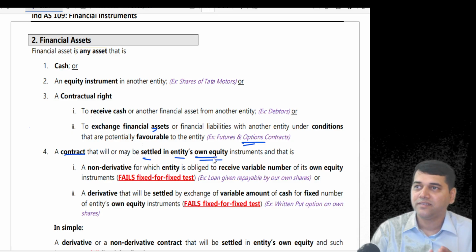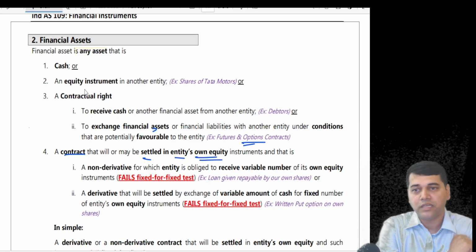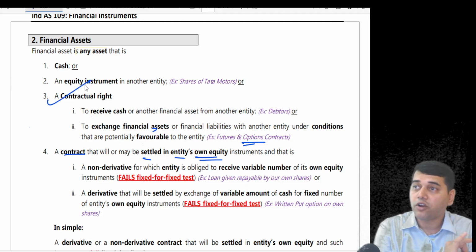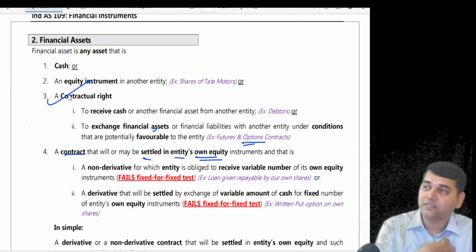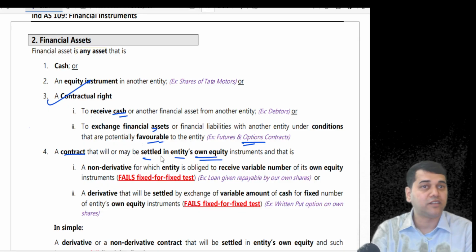The standard says, look, you have got a cash, that's a financial asset for you. You got an equity instrument invested somewhere else. That's a financial asset for you. You got a contractual right to receive the cash or other financial assets under favorable circumstances. That is also a financial asset for you.